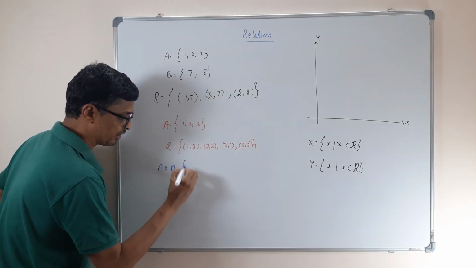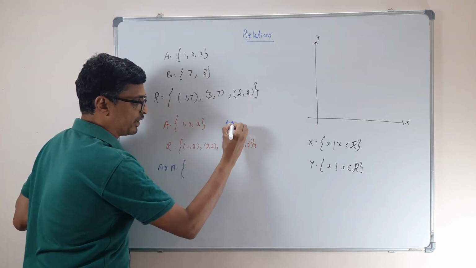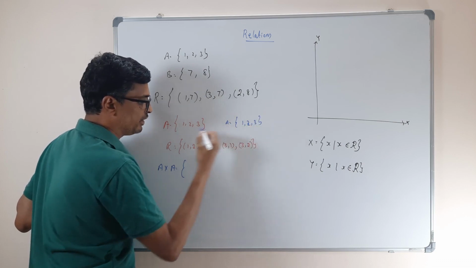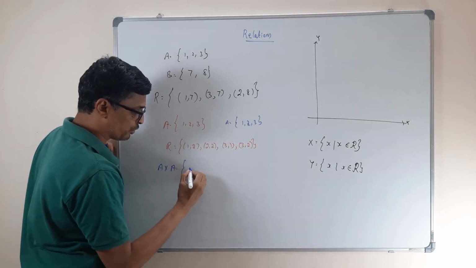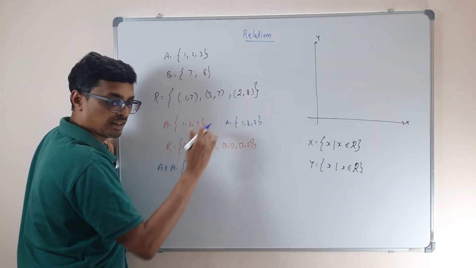What is A cross A? 1, 1. Yeah. So basically, you add one more A. We have 1, 2, 3. You take all the possible combinations. So what you have to do? You can remember it in matrix form. That way you can easily write.